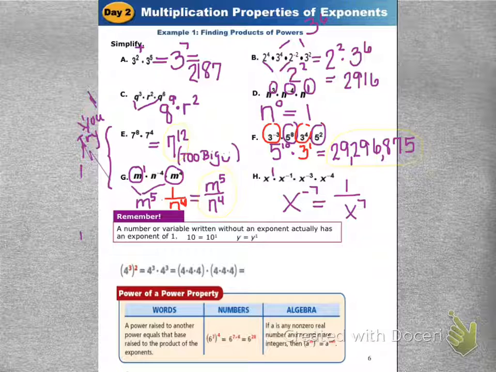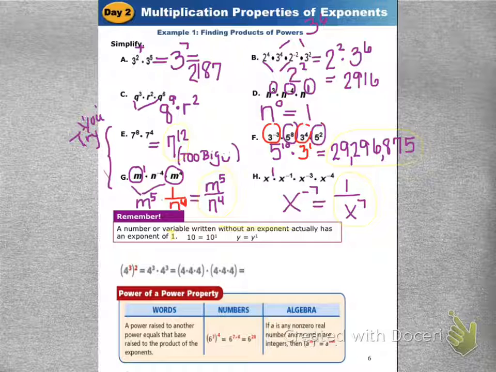Finally, with H, all of the bases are x. There's an x to the 1st, an x to the negative 1, an x to the negative 3, and an x to the negative 4, which adds up to x to the negative 7. And then to get rid of the negative exponent, we just took the reciprocal. Okay, so notice in your notes this reminder that I just talked about, that a number or variable written without an exponent, so if it doesn't have an exponent, it really means that the exponent is 1. It's sort of implied.